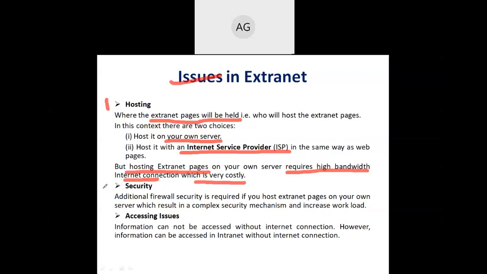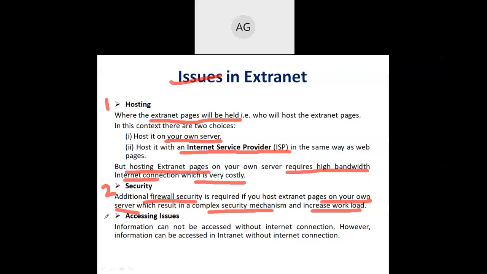Now, the second issue concerned with the extranet is security. Additional firewall security is required if you host extranet pages on your own server, which results in a complex security mechanism and increases workload. So if the extranet pages are hosted by the company's own server, it requires the complex security mechanism which is provided by the firewall, and it also increases the workload on the server.